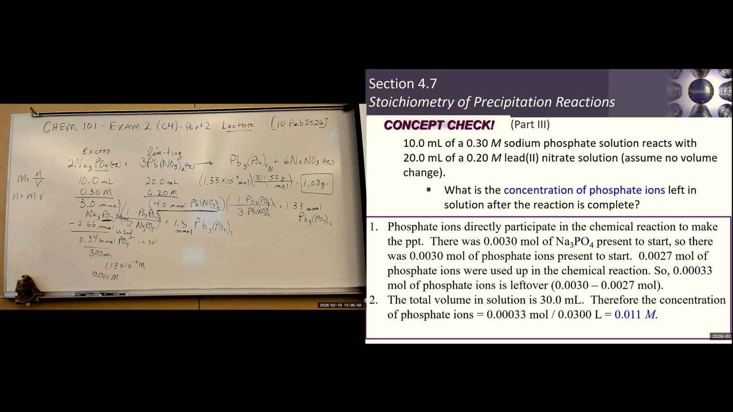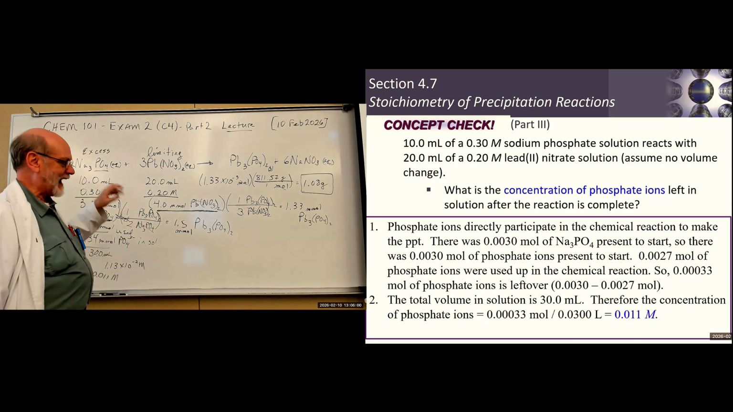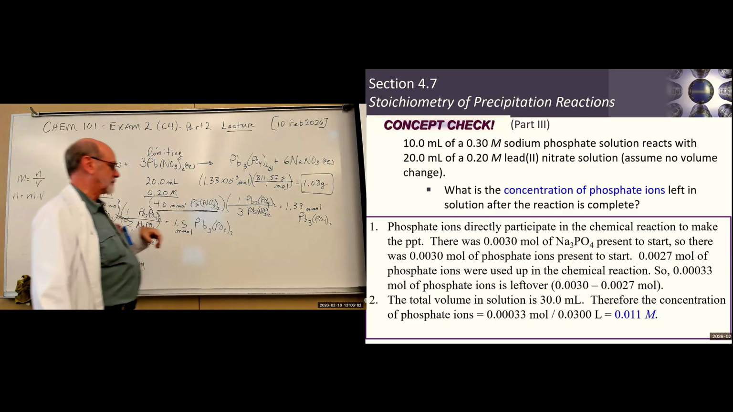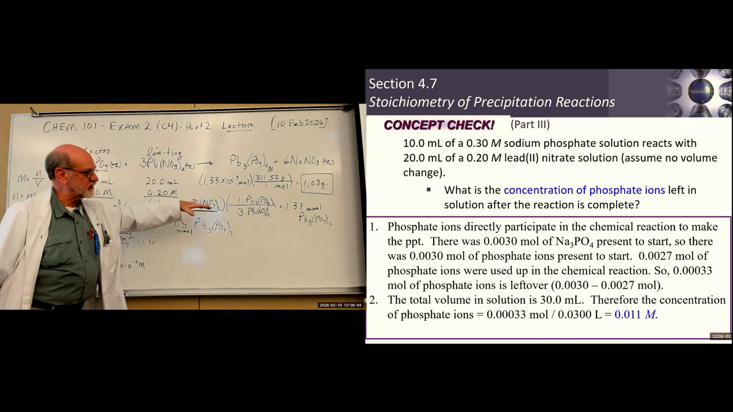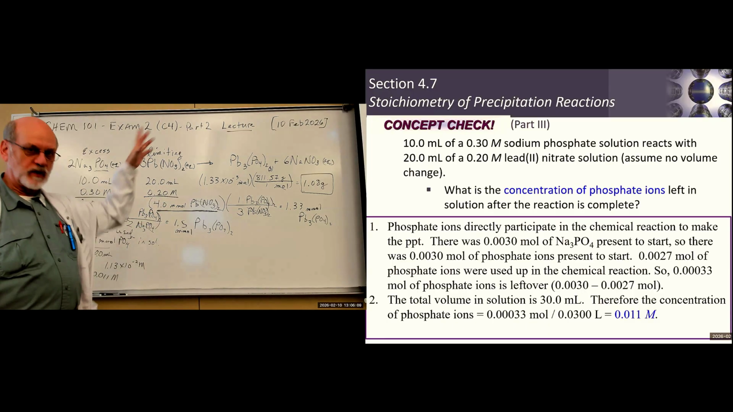Okay. Yeah, we answered actually 4 questions out of that one problem. First of all, what's the precipitate? How much precipitate is formed? What's the concentration of the nitrate left over, and what's the concentration of the phosphate left over out of that one problem?